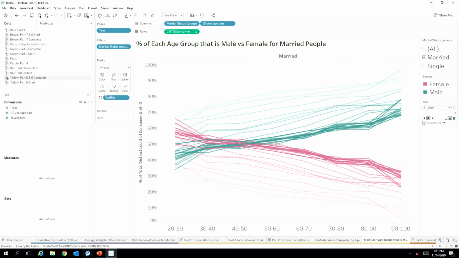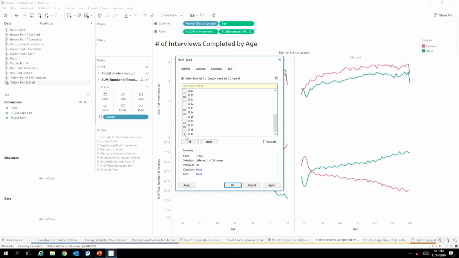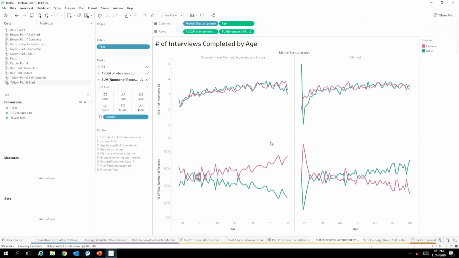When we filter this visualization by year, if we look at just a couple of years here, that distinction between women and men completely disappears. The reason we're seeing this distinction when we look across all years is because in the early 90s, actually I should have filtered to the 90s instead.